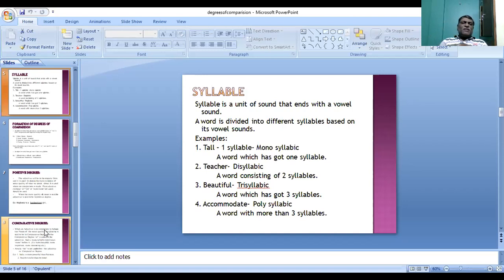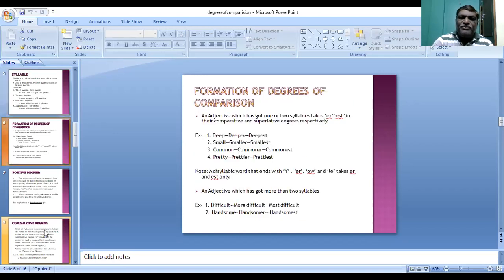Let us take one example for polysyllabic. For example, accommodate: ac, com, mo, date. So how many syllables are there? Four syllables are there. If you look at the word accommodate, it has more than three syllables. That's why we call it polysyllabic. That's how a word will have different syllables.